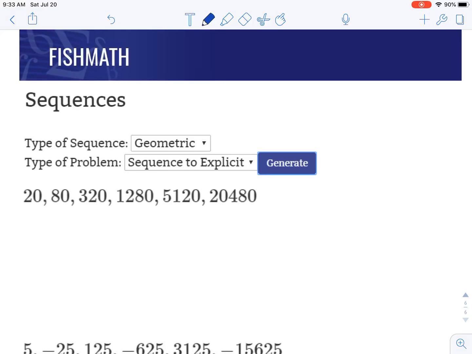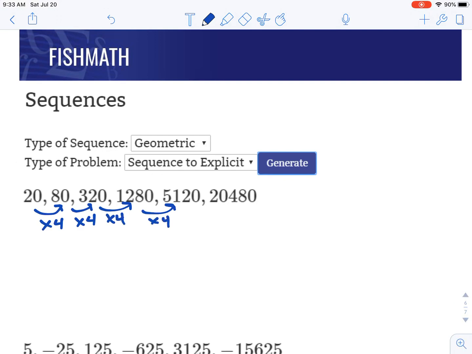Hi everyone, we're going to look at how to take a sequence and write an explicit formula for it if it is a geometric sequence. So we know these are going to be geometric because there's a common factor that multiplies each term to give you the next term. This would be times 4 every single time, which is why it's geometric.